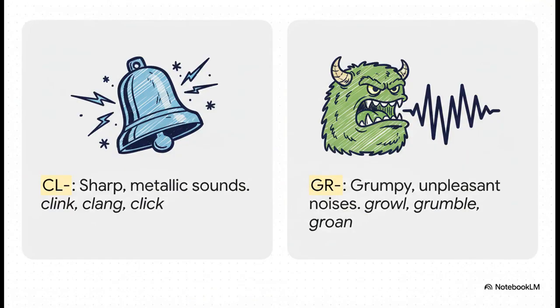So here's the crucial thing. The letters at the start of a word set the entire tone. Take CL. It almost always signals a sharp, often metallic sound. Clink, clang, click. Now contrast that with GR. See how that just feels different? It's for grumpy, unpleasant noises. Growl, grumble, groan. You can feel that vibration in your throat when you say it.